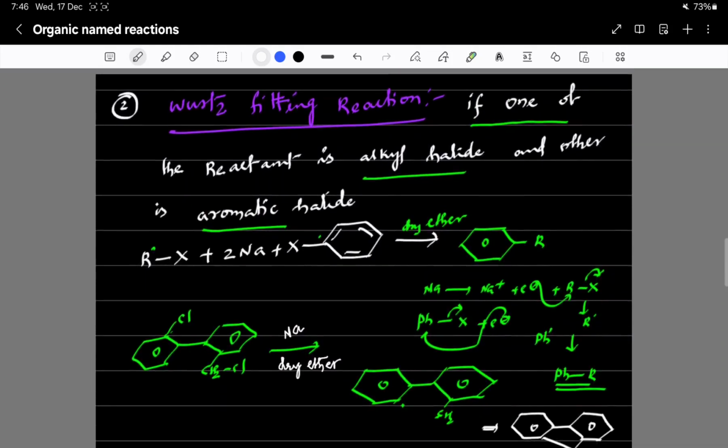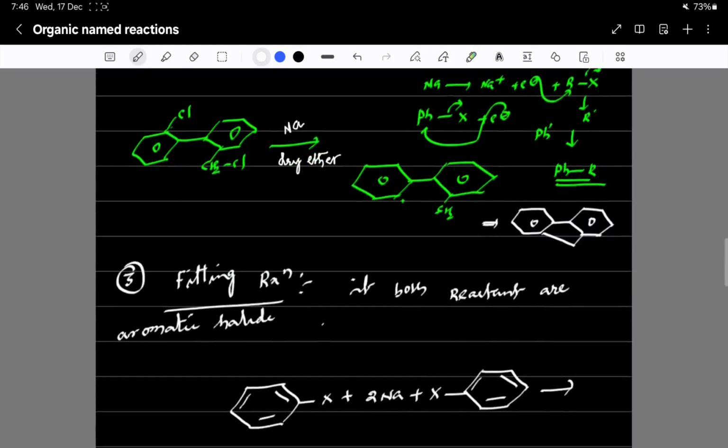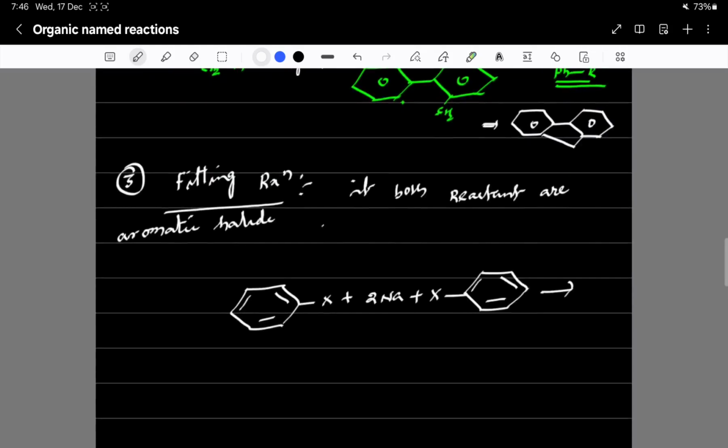Wurtz is alkyl halide, Fittig is aryl halide. So in presence of sodium and dry ether, we will get an aryl alkane type of compound or alkyl benzene, right? Next, the Fittig reaction. In the Fittig reaction, if both reactants are aromatic halides only, right? Then these aromatic halides react with sodium in presence of dry ether. So we will get biphenyl. It is a diphenyl or we can call it diaryls. So this is called biphenyl.